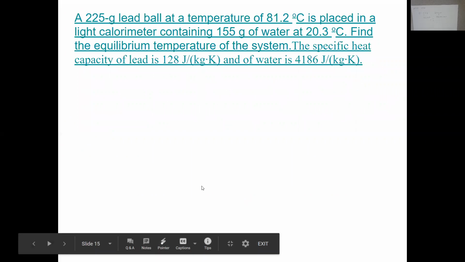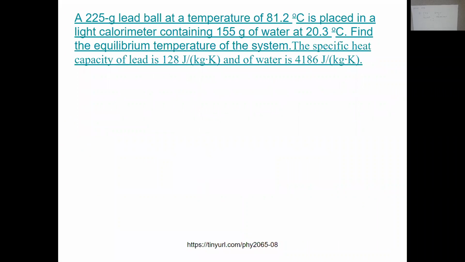All right. So this one says, if you have 225 grams of lead ball, now this time it gives you what substance it is, you are probably looking for the final temperature of the system here. The original temperature is 81.2 degrees Celsius. It's placed in a light calorimeter containing 155 grams of water at 20.3 degrees Celsius. What's the final equilibrium temperature of the system? Given the specific heat capacity of lead is 128 joules per kilogram times Kelvin, and the specific heat of water is 4186 joules per kilogram times Kelvin.